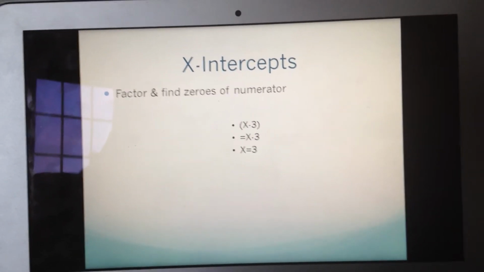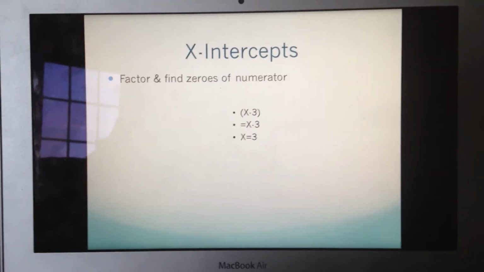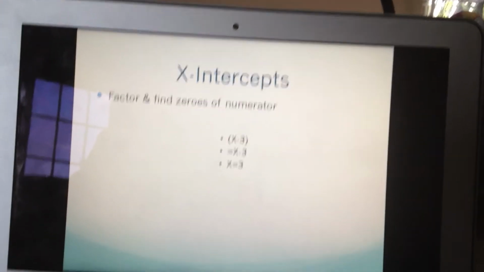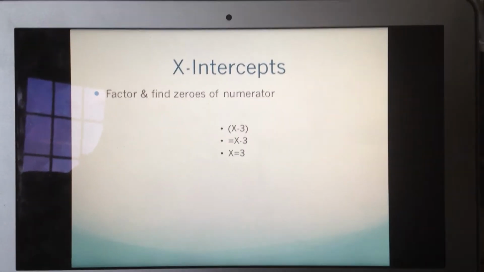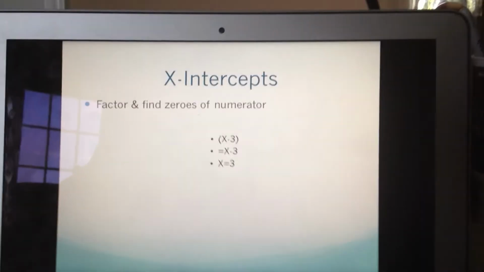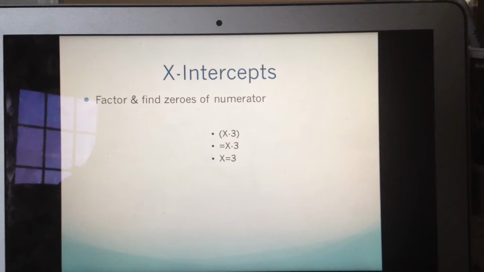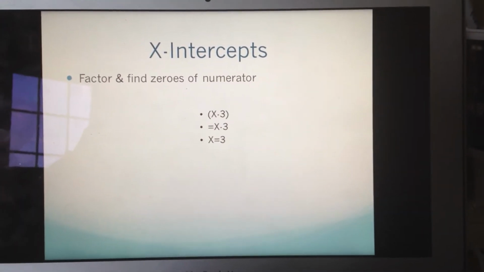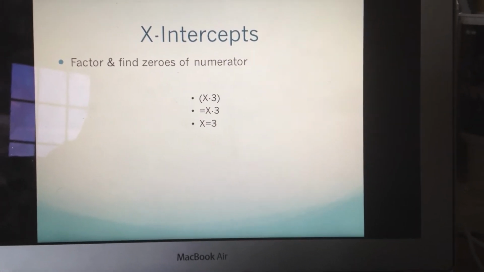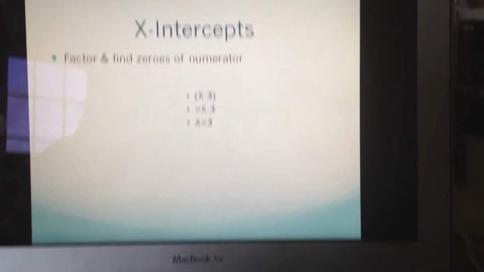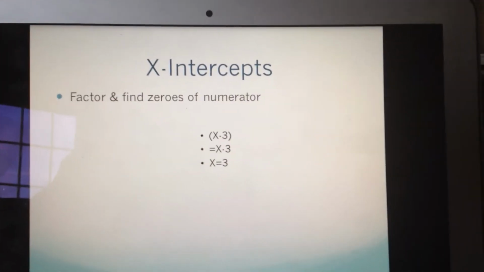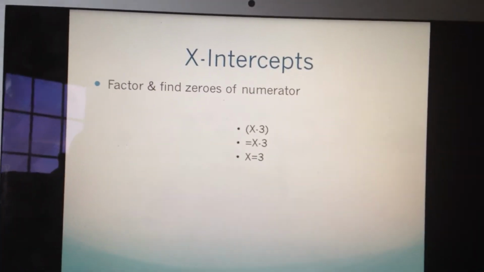So, x-intercepts are points that cross the x-axis. This helps you graph your function easier. So you take the numerator of the fraction and you factor and find the zeros. So if you look at this example, this would be for the numerator, x minus 3 equals 0, which x equals 3. So therefore the x-intercept would be 3. That's the point where the function crosses x.